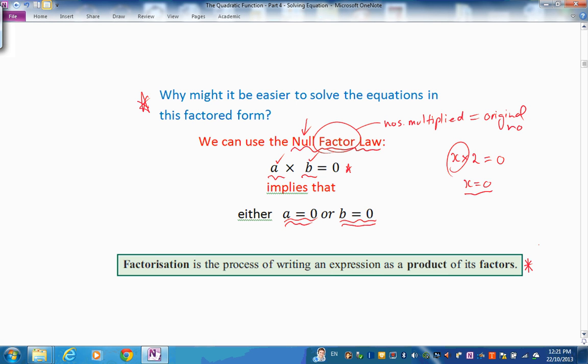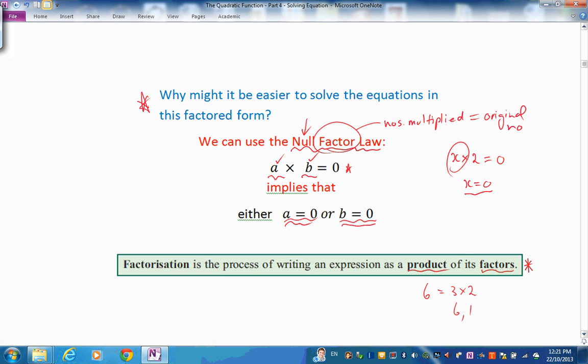Factorization is the process of writing an expression as a product of its factors. You've seen this before. What are the factors of 6? 3 and 2, because 3 times 2 is 6. Also 6 and 1 are factors, because 6 is 6 times 1.